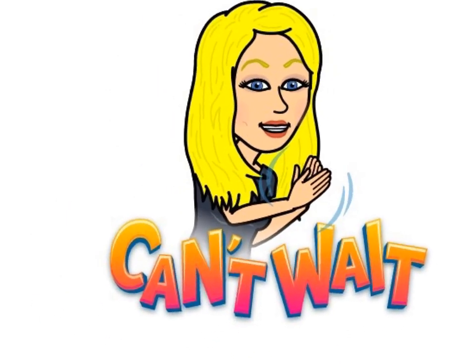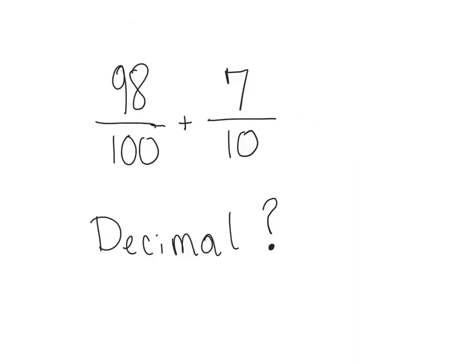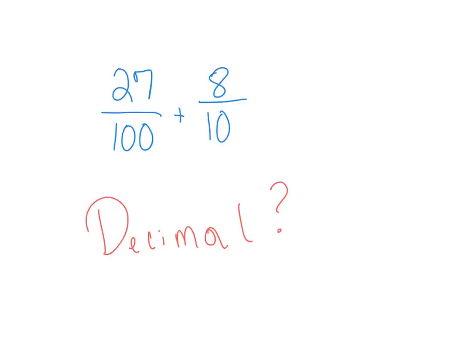Good luck on those next problems. Okay, our first one tonight, 98 hundredths plus 7 tenths. Give me the answer as a decimal. Now our second one, 27 hundredths plus 8 tenths. And I want to see your decimal as the answer. Again, practice using those place value charts, the area models, or if you're just comfortable using the standard way, then so be it. But I want my answer as a decimal.